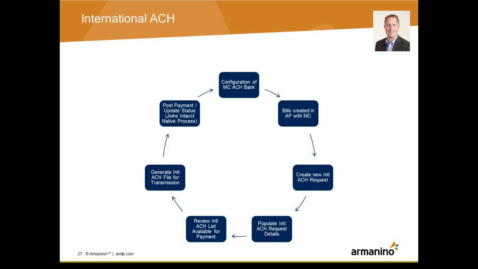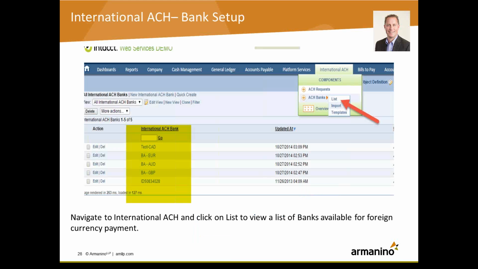The bills would get created in your normal AP process, and then there would be a new process around creating the international ACH request and batch file that comes out. And so just a couple screenshots to give you the concept of how it works and feels within your Intacct system. You navigate to the ACH, and you can then set up your banks, and you set them up by the currencies that would be paid.